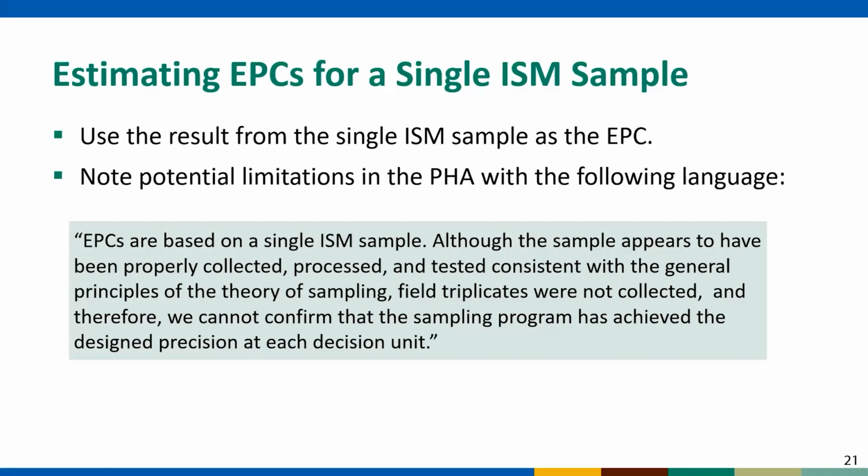ATSDR's guidance provides suggested language for this as shown in the green box on the screen, which reads, "EPCs are based on a single ISM sample. Although the sample appears to have been properly collected, processed, and tested consistent with the general principles of the theory of sampling, field triplicates were not collected, and therefore we cannot confirm that the sampling program has achieved the designated precision at each decision unit."